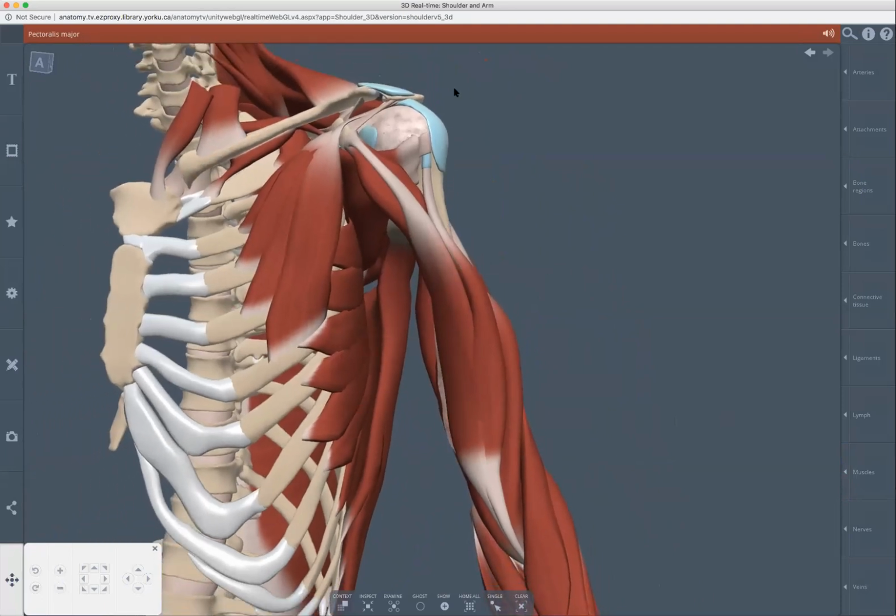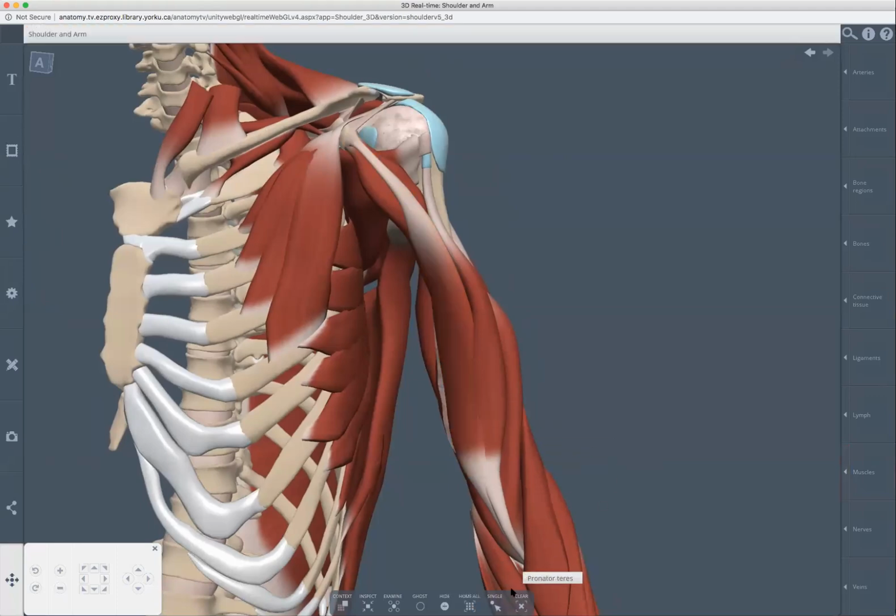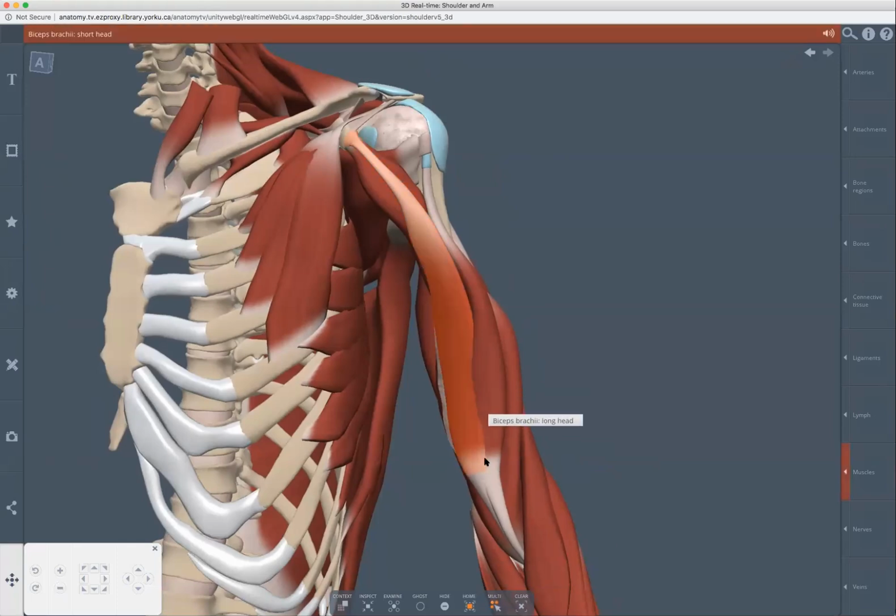And as a reminder, when we talk about the arm, we're talking about the area from the shoulder to the elbow, okay? If you're talking about shoulder to hand, that's the upper limb, okay? So shoulder to elbow is your arm. So let's start with biceps brachii. We're going to need multiple highlights here. Okay, so there's the entirety of biceps brachii.